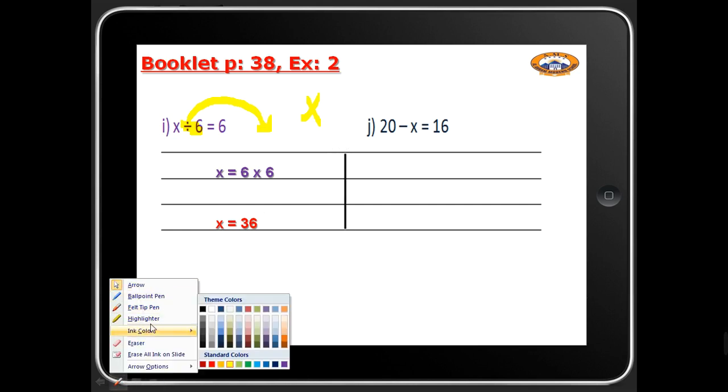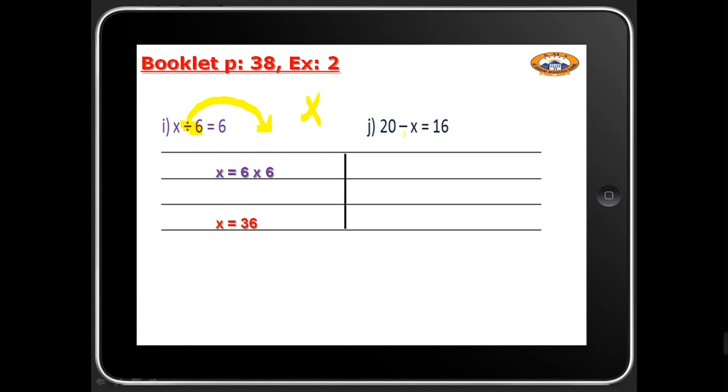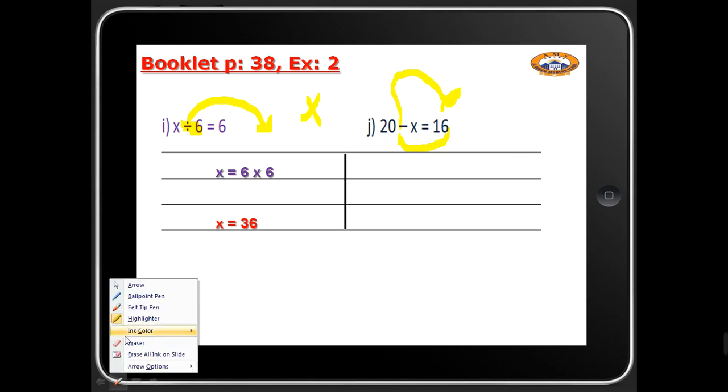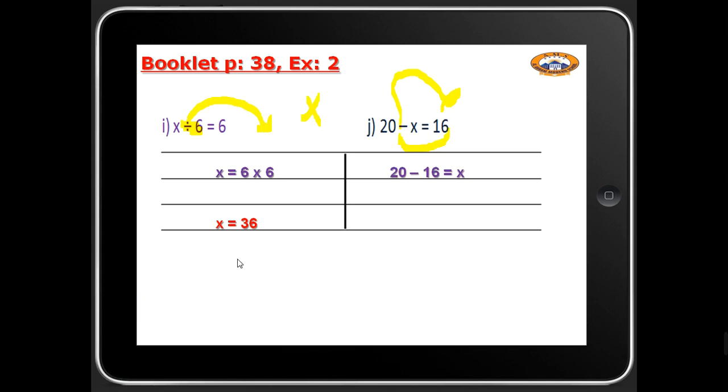Another one: 20 minus x gives me 16. 20 minus x, so I want x to become alone, so I'm going to change it to the other part and move its sign to become minus x, we're going to make it x, okay, and 16 we're going to move it to the other side, so 16 is plus, so we're going to change it into, very good, minus. So the answer here is going to be 20 minus 16 equals 6.